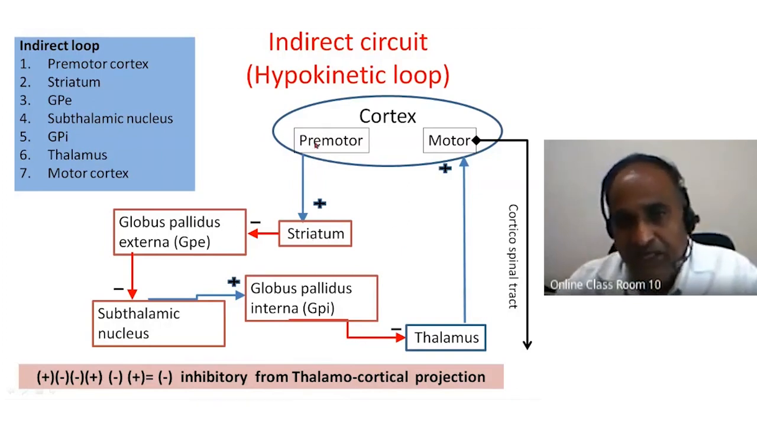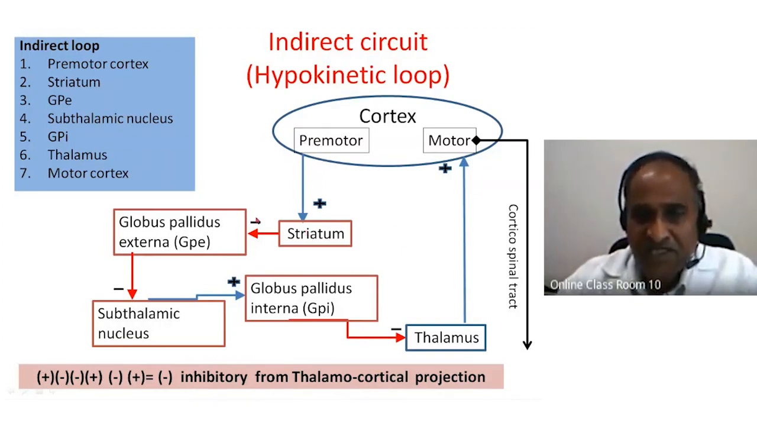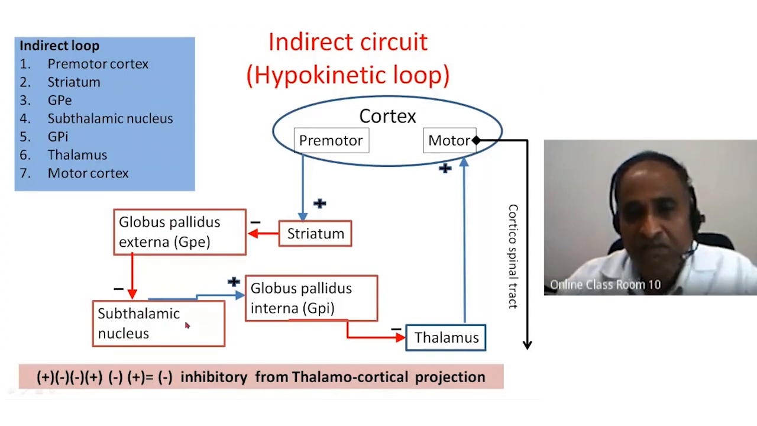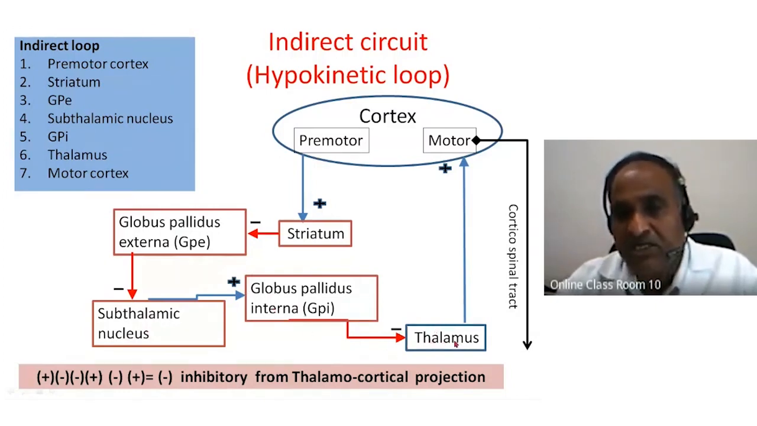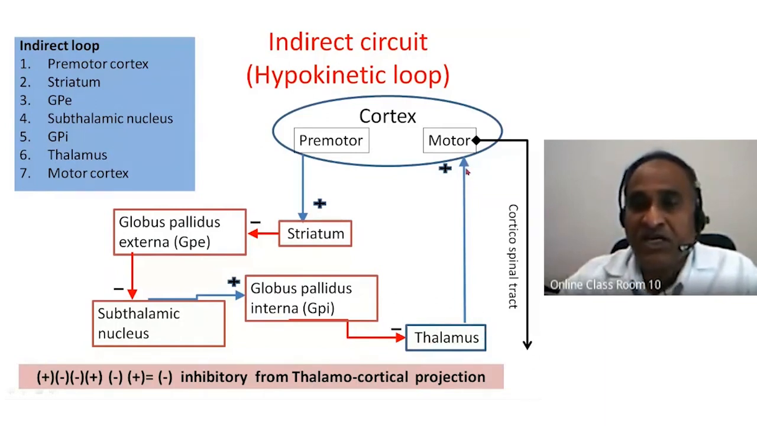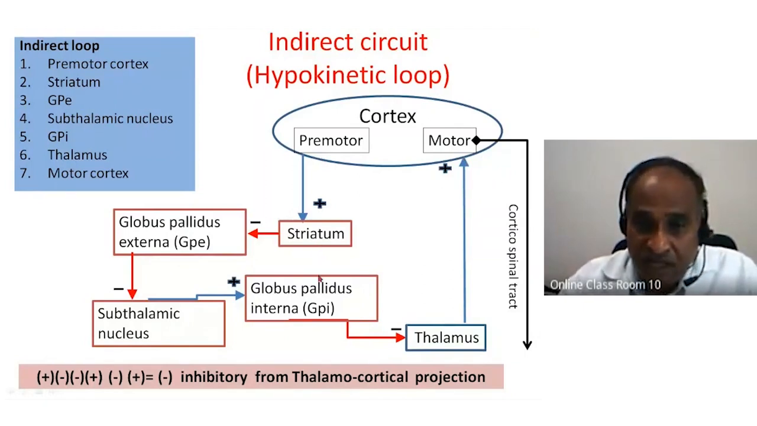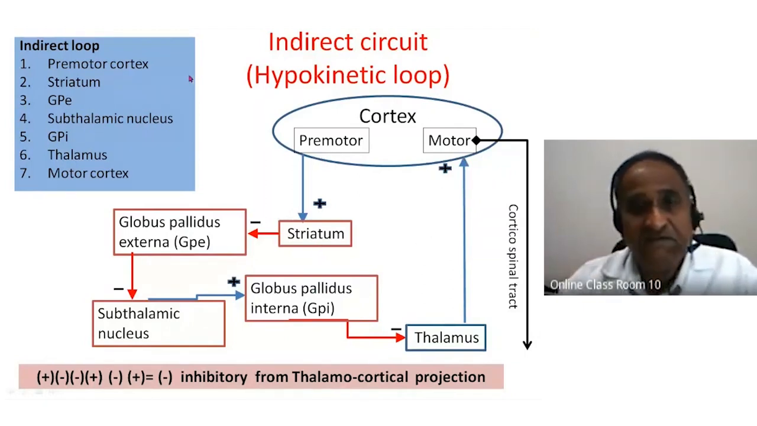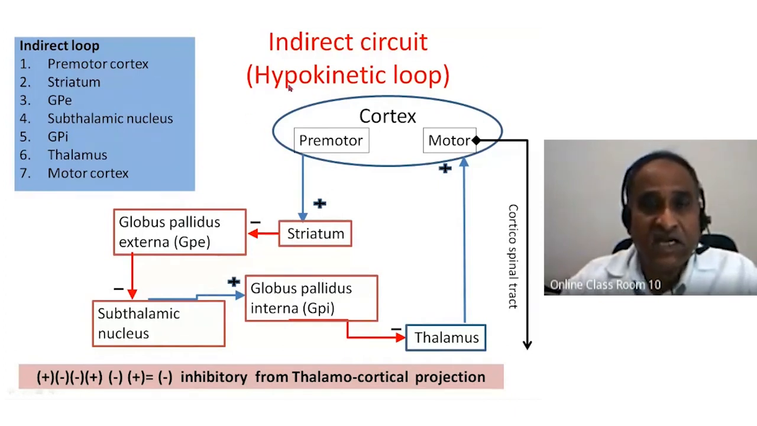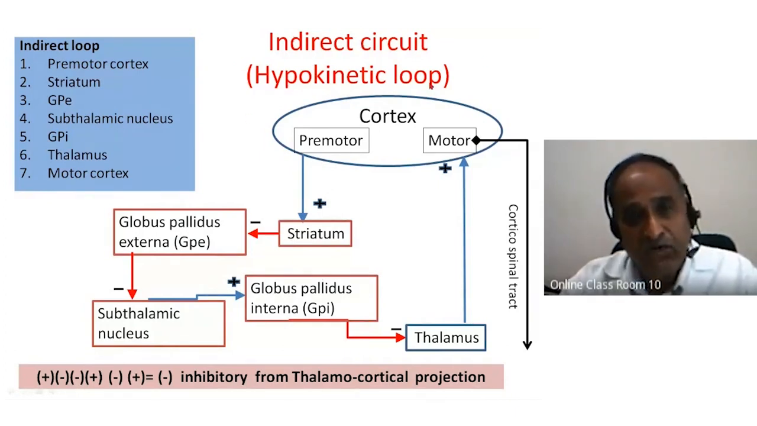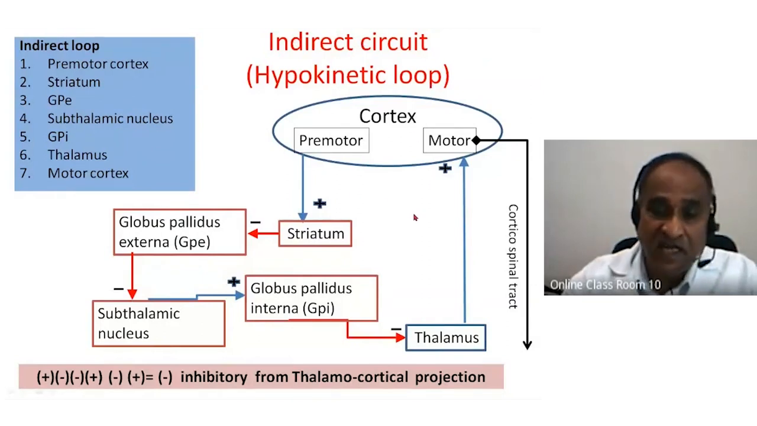If I were to explain that, if this is inhibited less, then the inhibition of the inhibition means more subthalamic activity. More subthalamic activity activates more globus pallidus activity. More globus pallidus activity means inhibition of the thalamus, so the thalamus will not send as many impulses as before. In the other circuit, that will be excitatory. So the indirect circuit is a hypokinetic or inhibitory loop. The direct circuit is an excitatory loop.